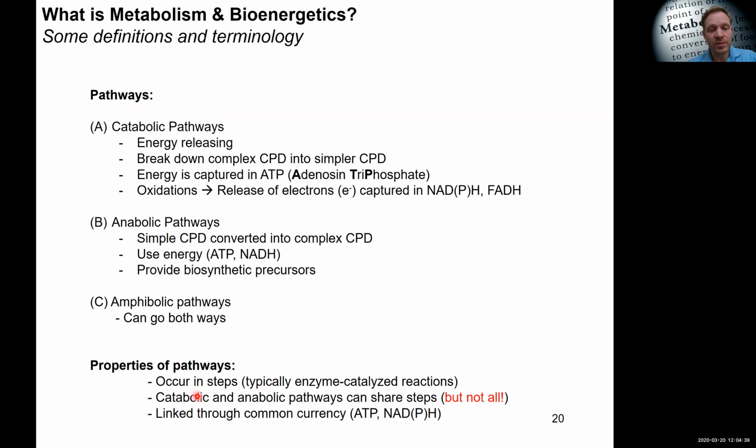One thing very important: catabolic and anabolic pathways can share steps. So while they're opposing, some of these chemical reactions can be shared, but really not all. This is really important, and I want you to remember that and pay attention to it: they can share steps, but they cannot share all the steps. And we'll be looking later on in the quarter at why that is. Okay. And then again, as I mentioned before, they are linked through the common currency ATP and NADH and NADPH in some cases.